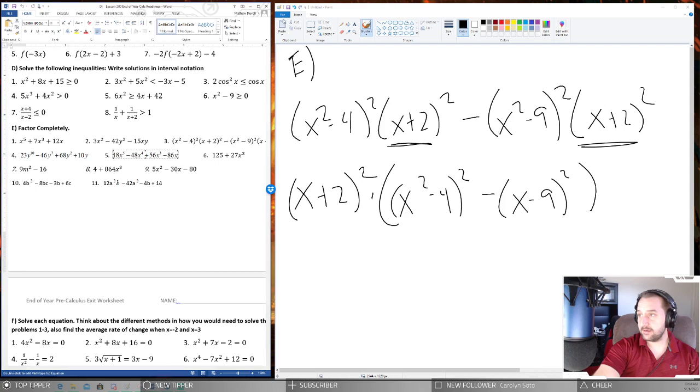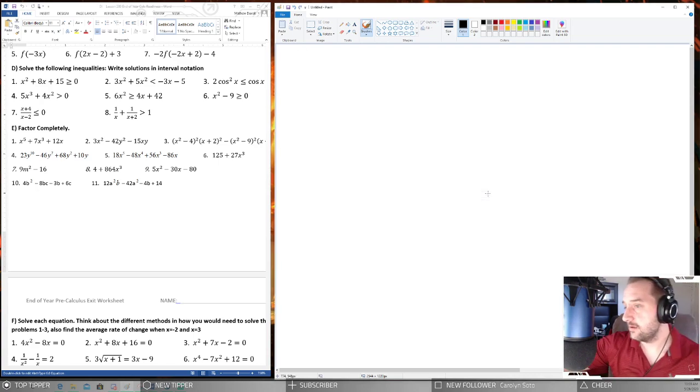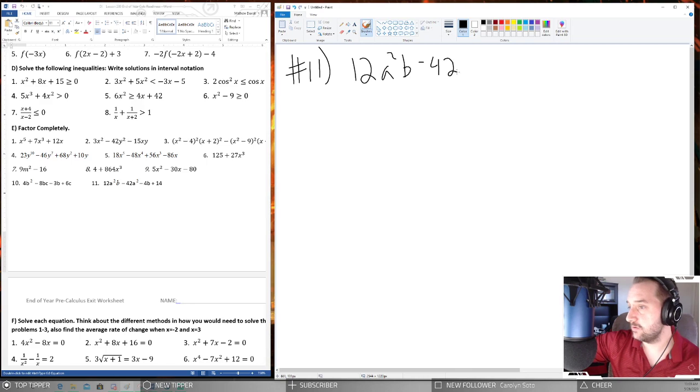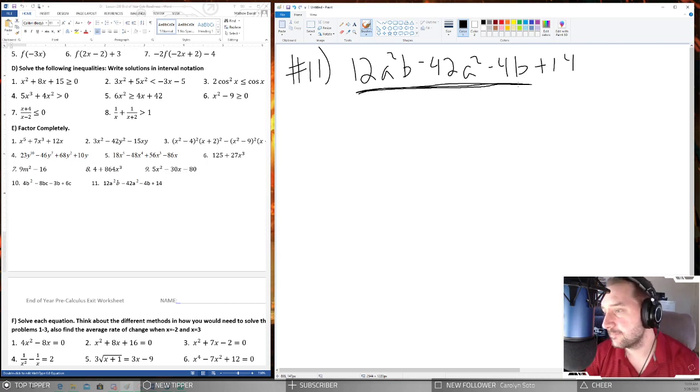For number 11, so number 11 is a little tricky. So we have 12a squared b minus 42a squared minus 4b plus 14. So this one's tricky because you have to do a factoring within a factoring. So this might actually factor first. Actually, let me look at it.